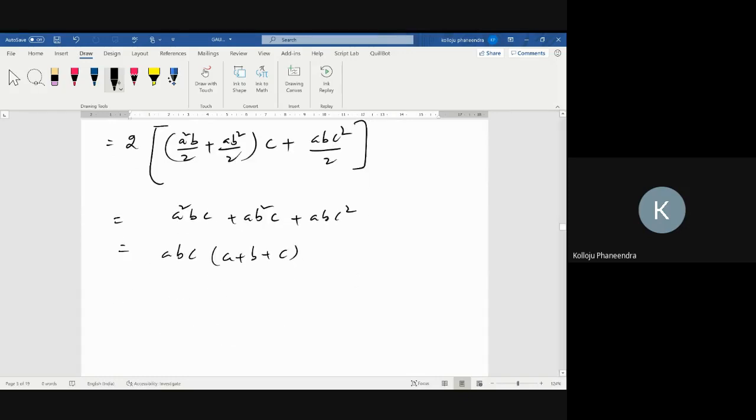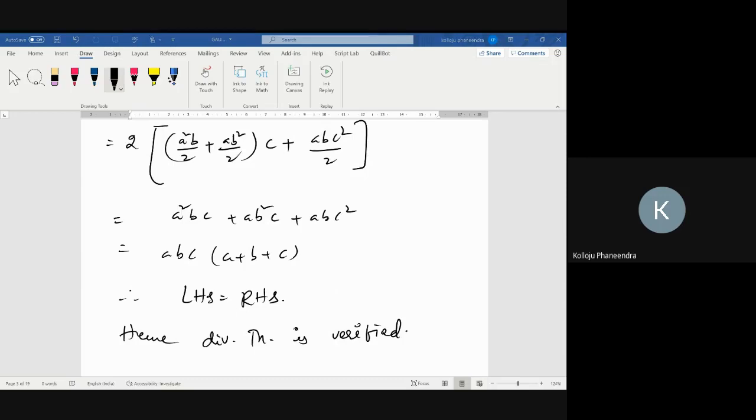Okay, therefore LHS equal to RHS. Hence divergence theorem is verified.